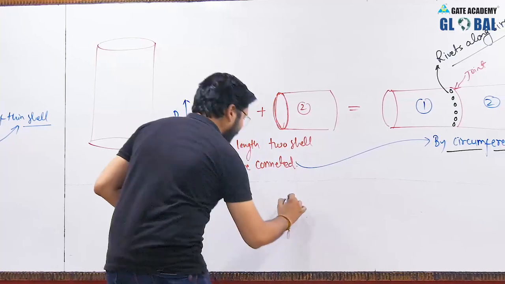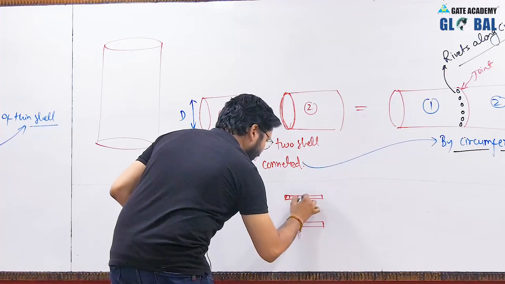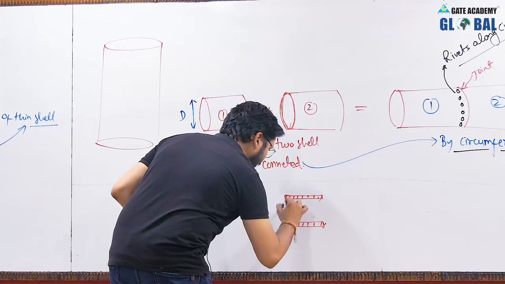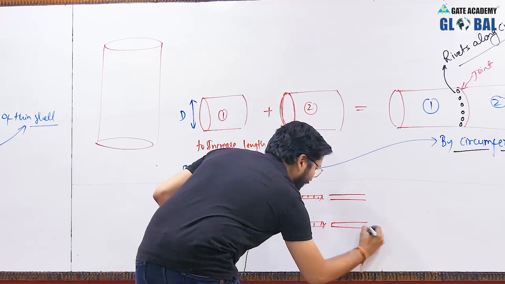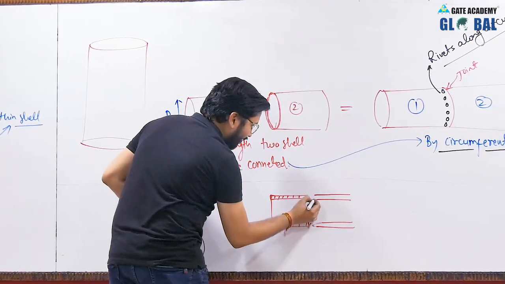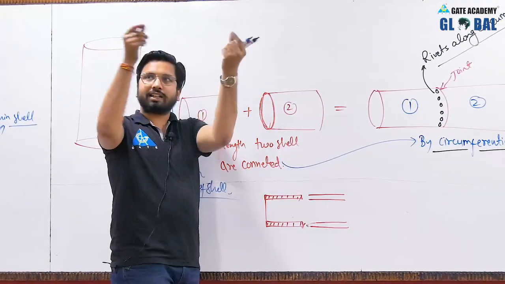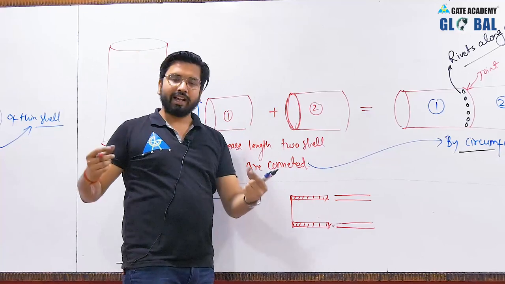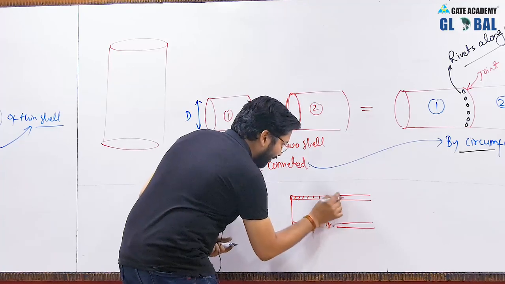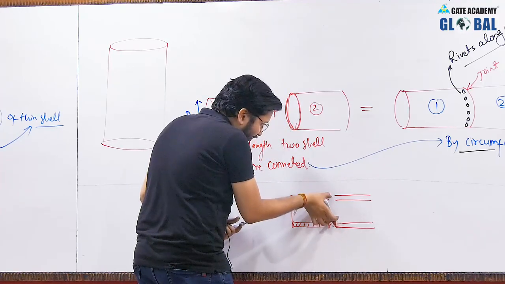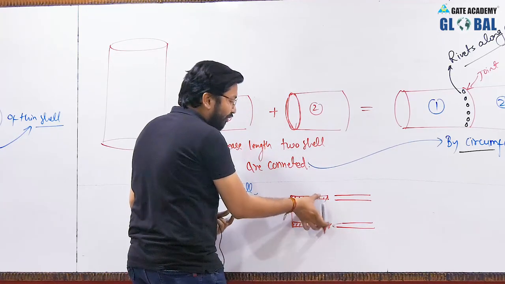If you look from the side view at the cross section, this is the cut section of shell number 1, and this is shell number 2. Both have the same inner diameter, but up to a certain length we will increase the diameter of shell number 2, in the form of a ring, you can imagine. At that ring the diameter will be larger, almost equal to the outer diameter of shell number 1.